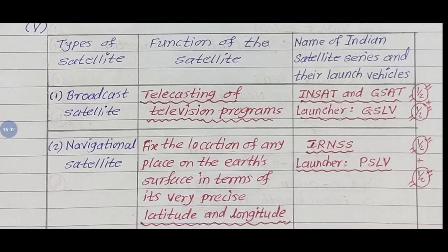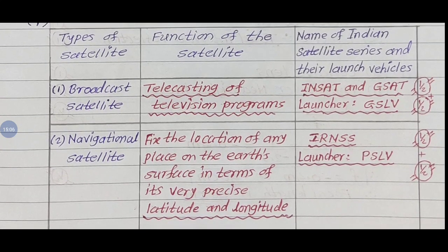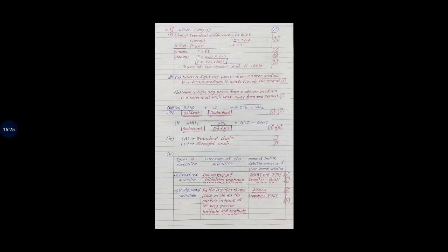Clear? Navigational satellite function is fix the location of any place on the Earth's surface in terms of its very precise latitude and longitude. This is the function of this satellite. And Indian satellite series name is IRNSS and launch vehicle name is PSLV. In this way you are getting half plus half, 1 mark. So in this way question number 2 is completed here.